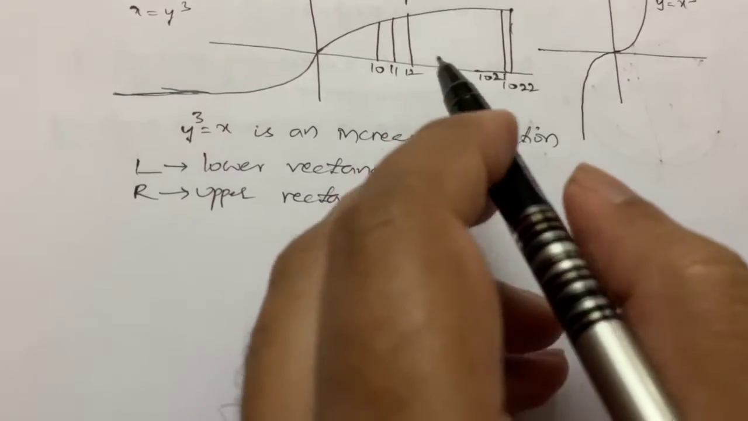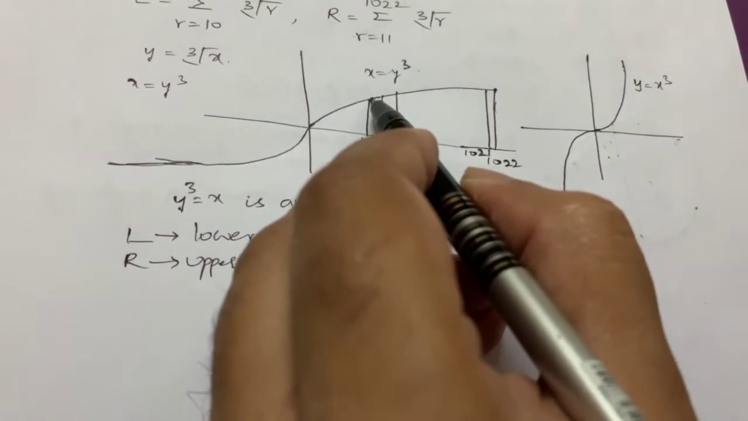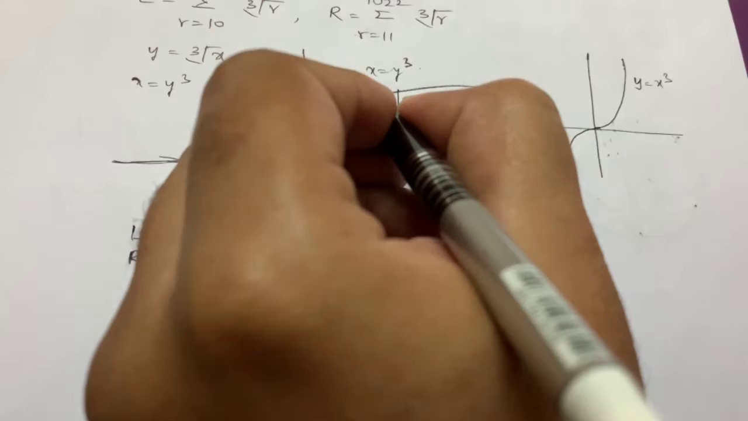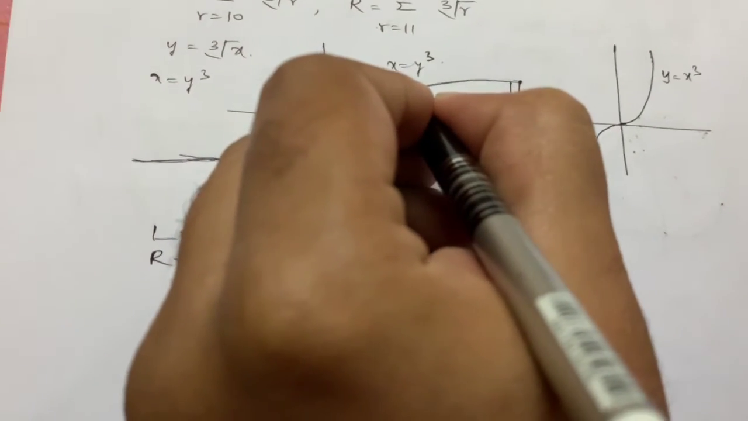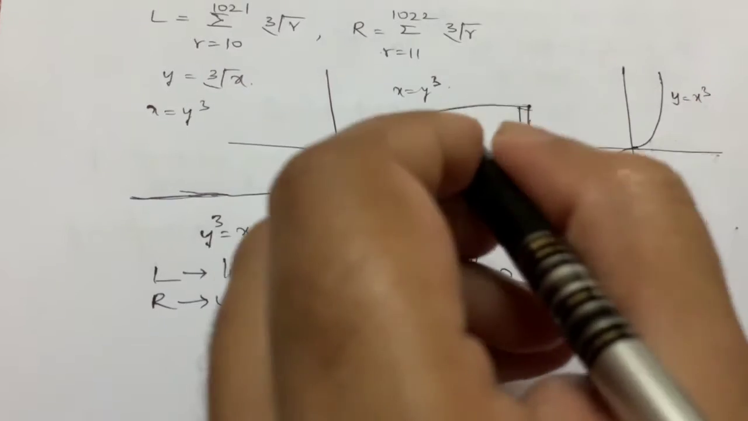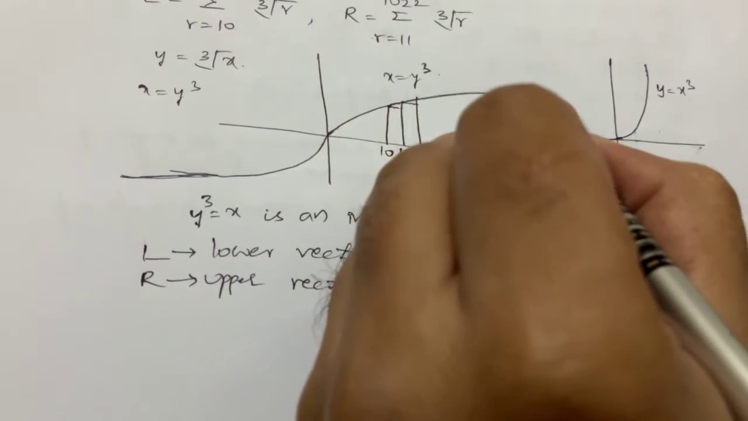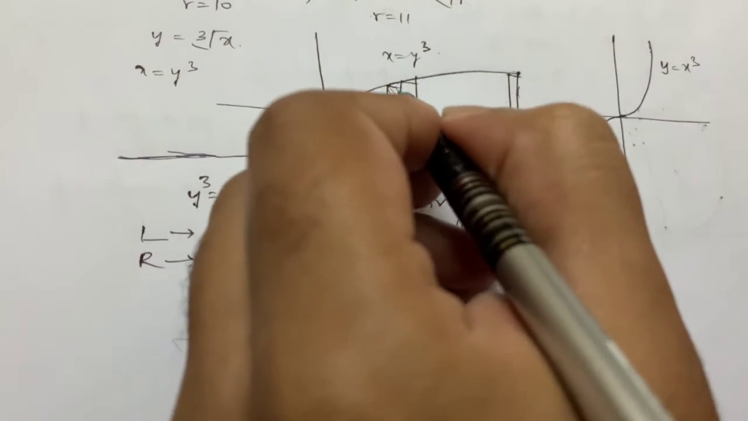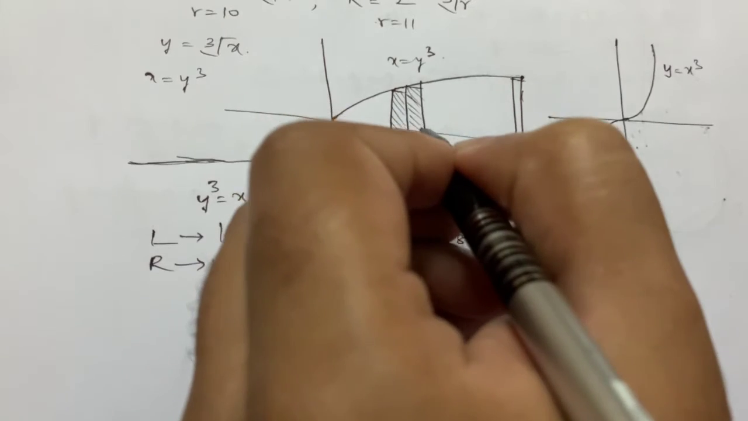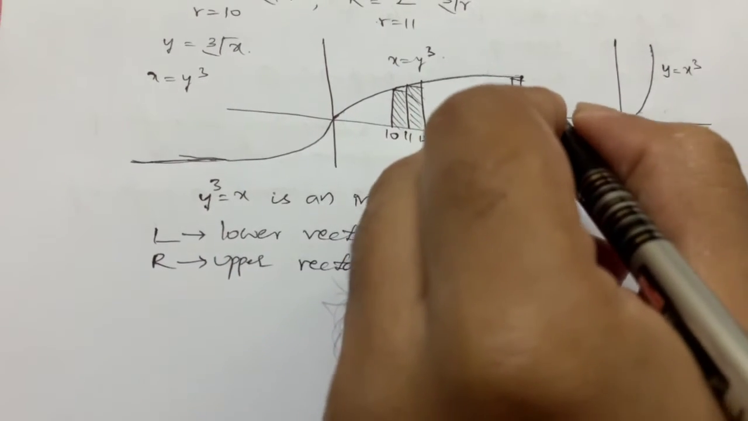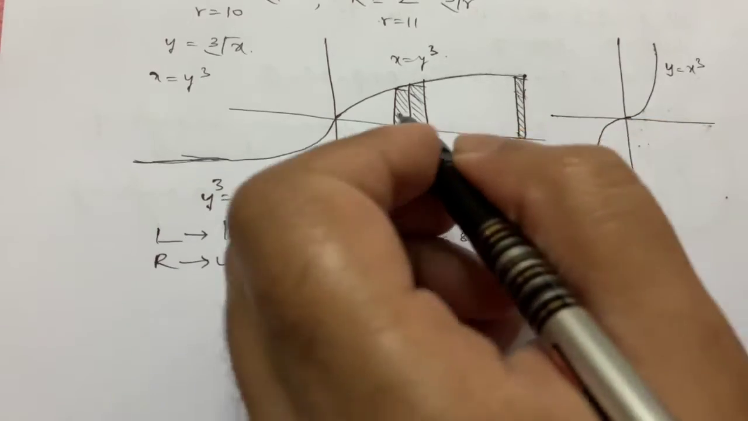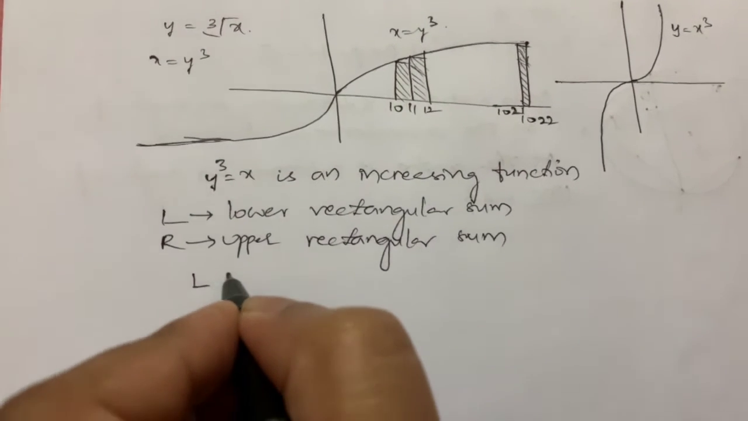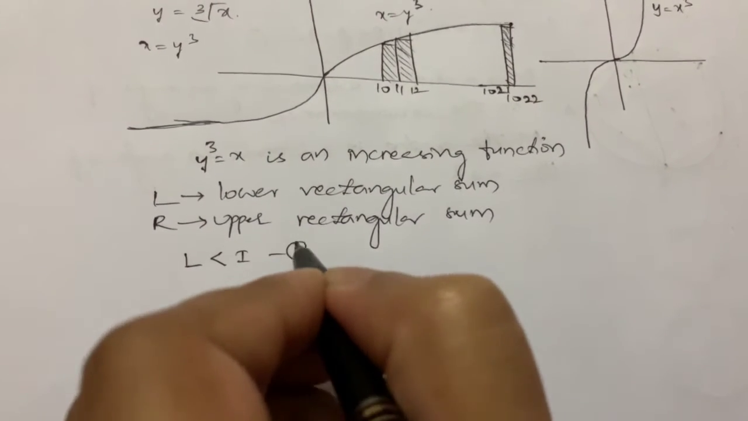So, if I look at the I value, I is nothing but the area bounded here. The lower rectangle is when we consider only the lower boundaries. If we consider only the lower boundaries, we will get the lower rectangular sum. The lower rectangular sum is clearly below the area bounded by the curve. The integral from 10 to 1021 of cube root x dx is greater than this. So, L is less than I, this is 1.